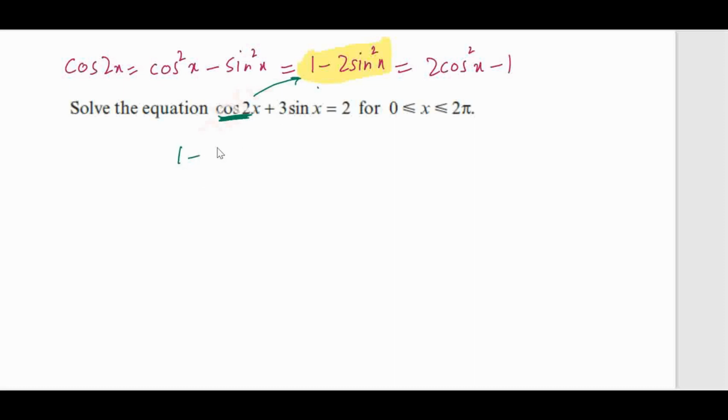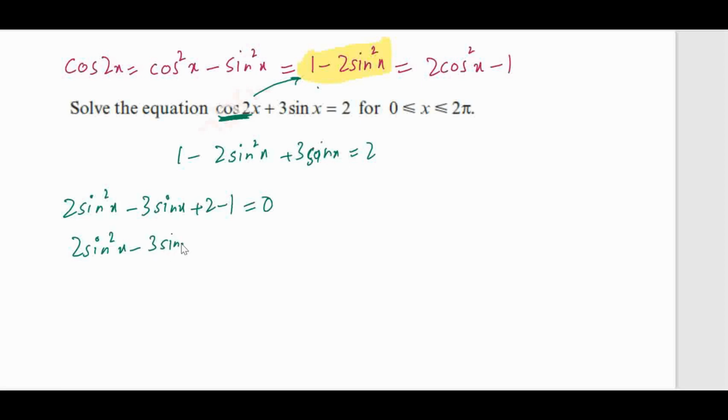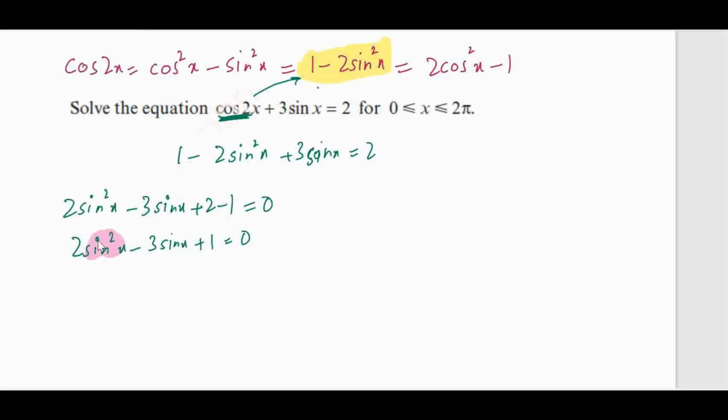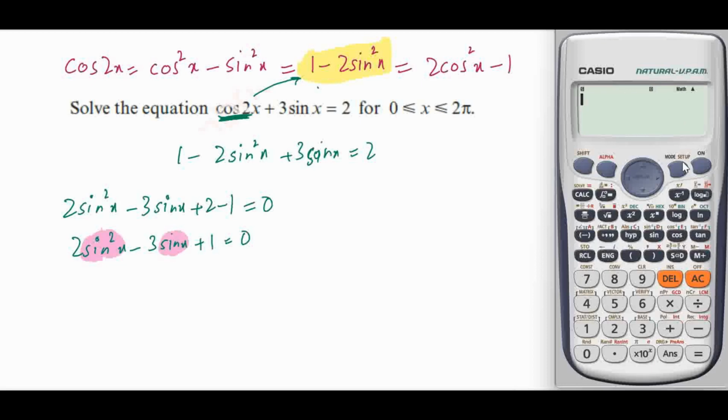Now this will be 1 minus 2 sine square x plus 3 sine x equals, now if we shift it to the other side, the equation will become 2 sine square x minus 3 sine x plus 2 minus 1 equals 0. And if we further simplify it, now this one is a quadratic equation, which means we can take sine x as the variable x or a. Now we can directly solve this one using the calculator.